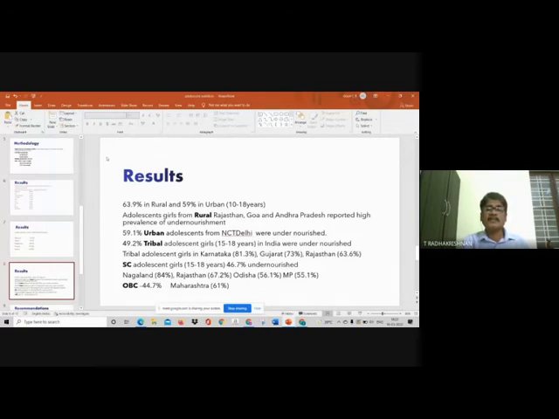59.1% of adolescents from the National Capital Territory of Delhi were also reported undernourished. And again, in Rajasthan, Gujarat, Goa, and the metropolitan cities, undernourishment is very high.